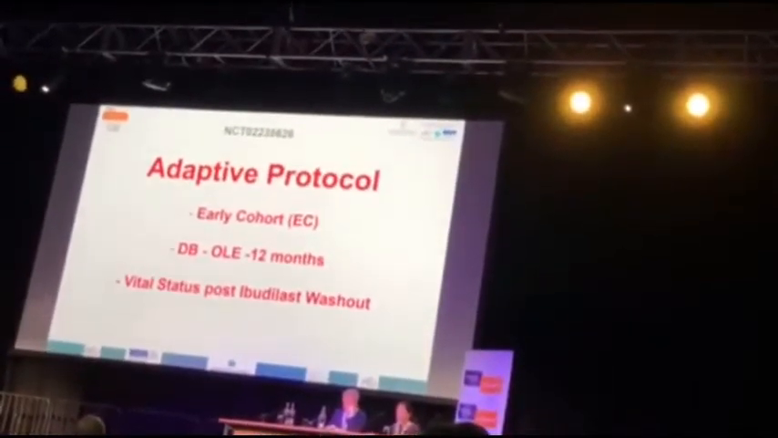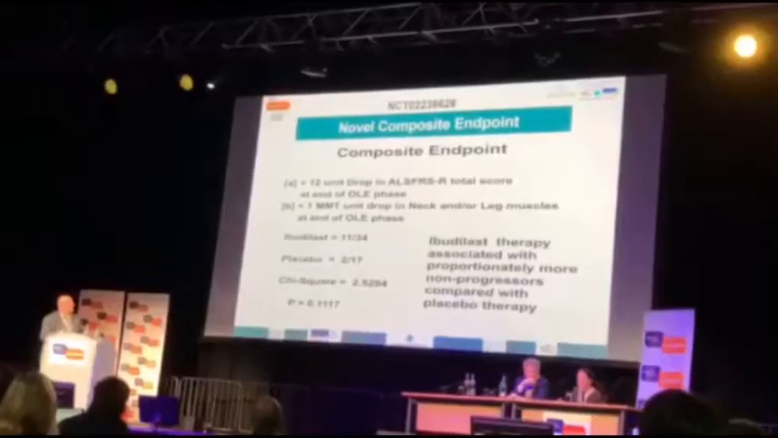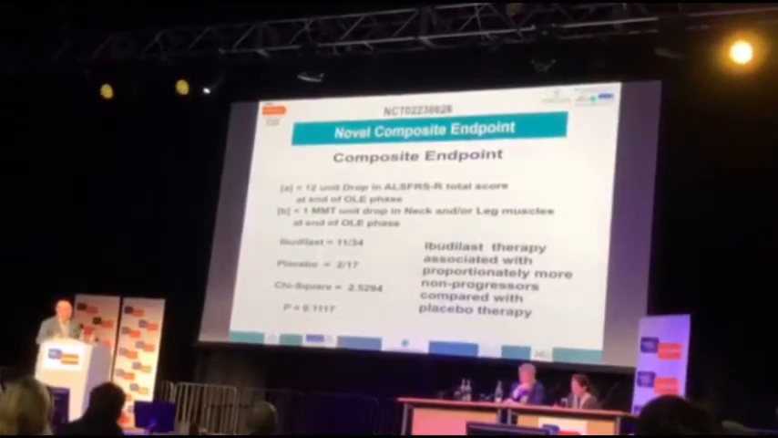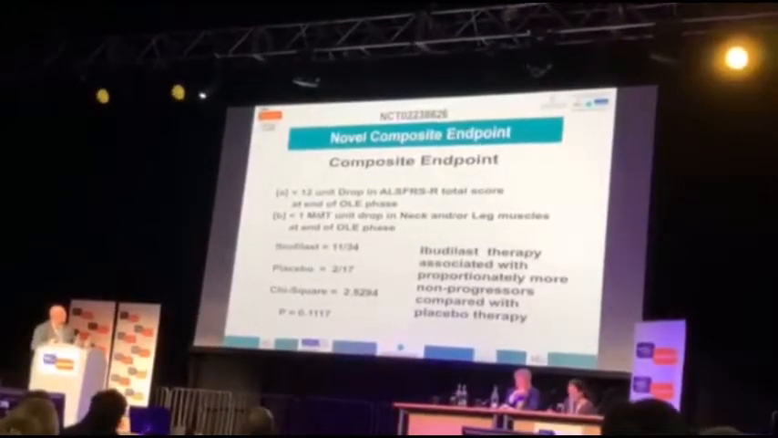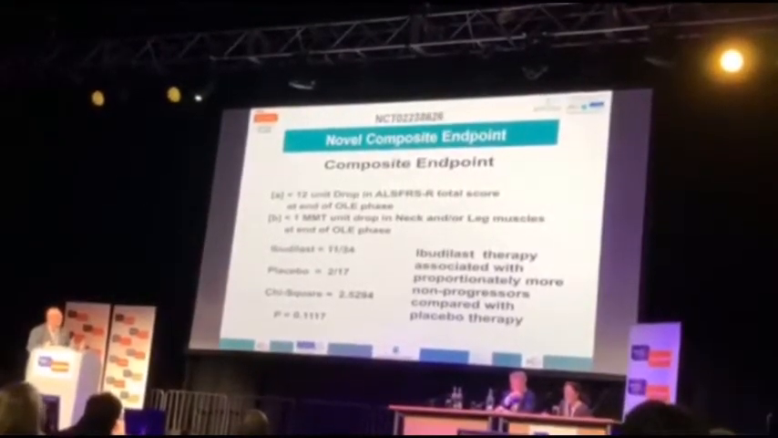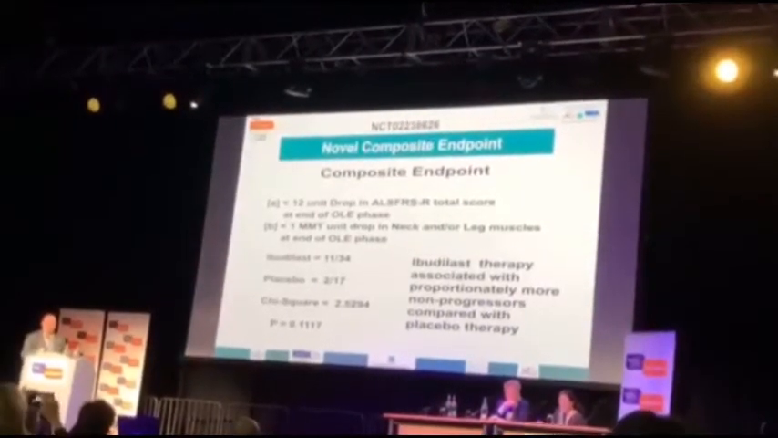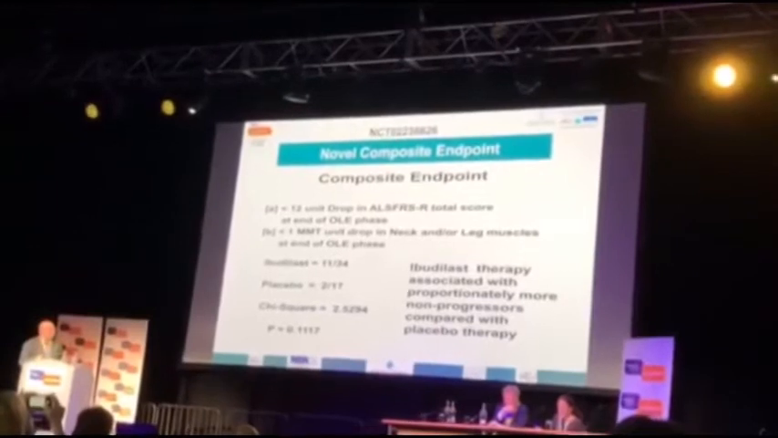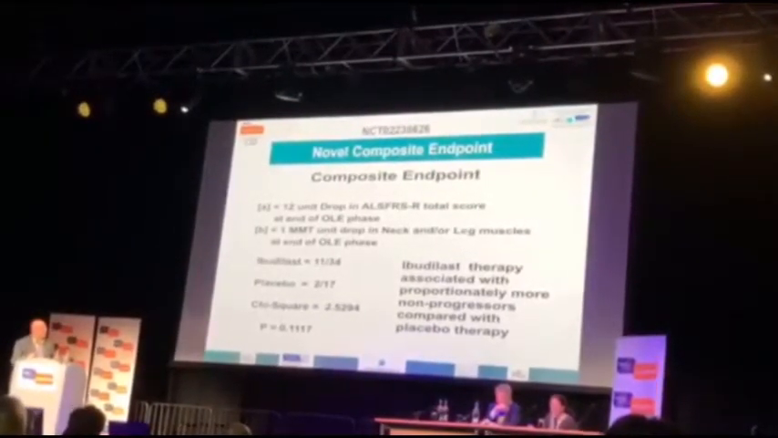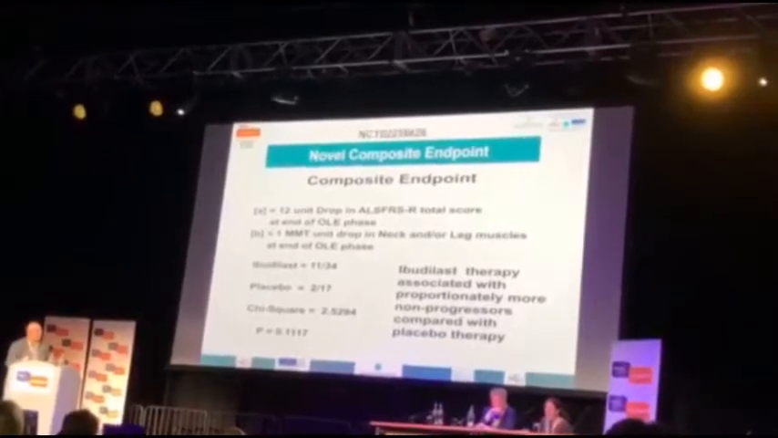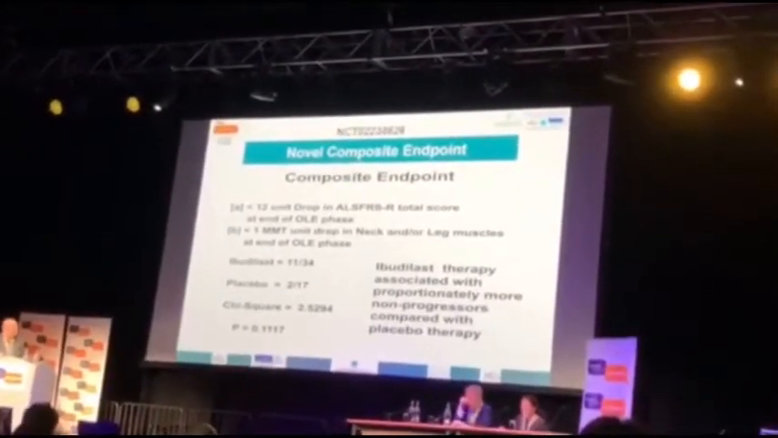This was an adaptive protocol. We looked at an early cohort, which did not require non-invasive ventilation. Composite endpoint was less than 12-unit drop, 1 per month. At the end of the open label phase, everybody had to have no more than 12-point drop, and not have a drop in neck or leg muscle during the open label phase. This wasn't related to the weakness that we saw in the washout phase.